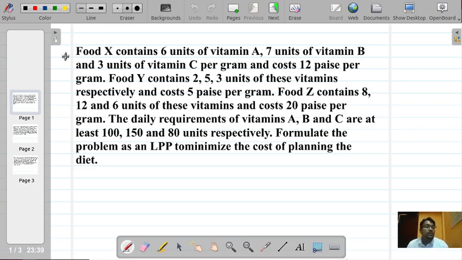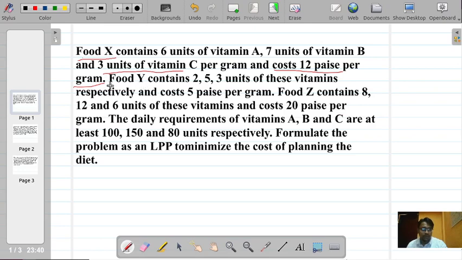So the diet problem that I had told you about is, as you can see on the screen, there are three types of foods, say X, Y and Z. Food X contains 6 units of vitamin A, 7 units of vitamin B and 3 units of vitamin C per gram, and costs 12 paisa per gram. So the cost of 100 grams is around 12 rupees, so it's 120 per kilo.